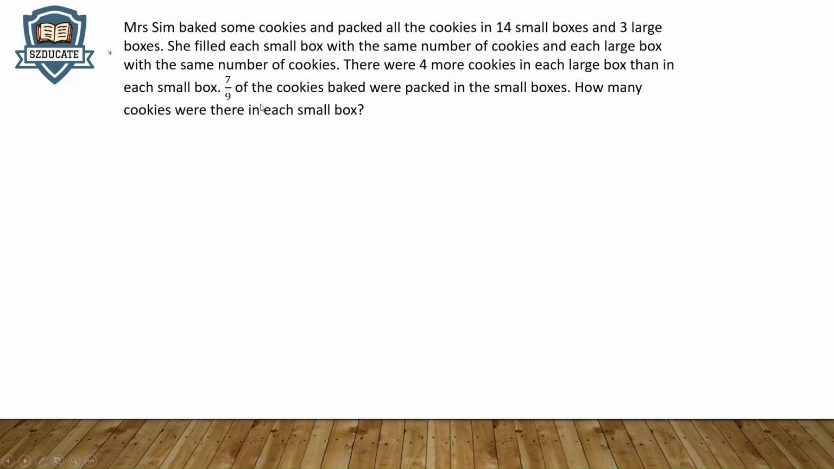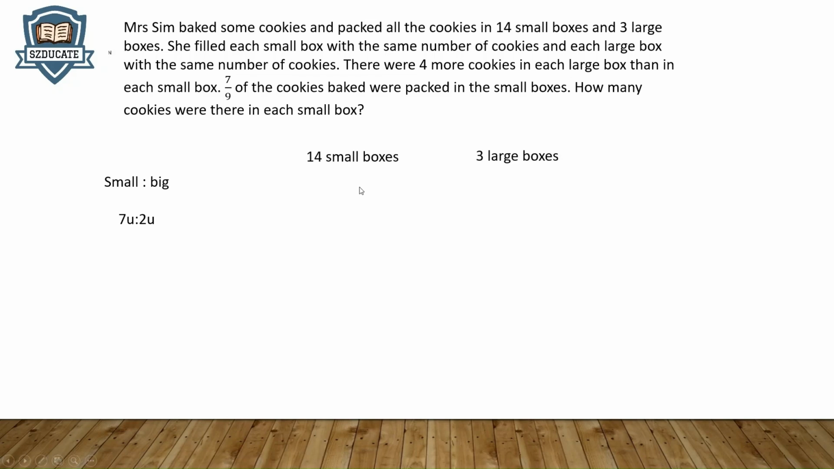If they give you the fraction, 7 over 9 of the cookies, start from the ratio. Small to big, 7 over 9 means the ratio will be 7 is to 2. Put it into units, easier for us to do later. 7 units is to 2 units. That's the total number of cookies in the small and big boxes.